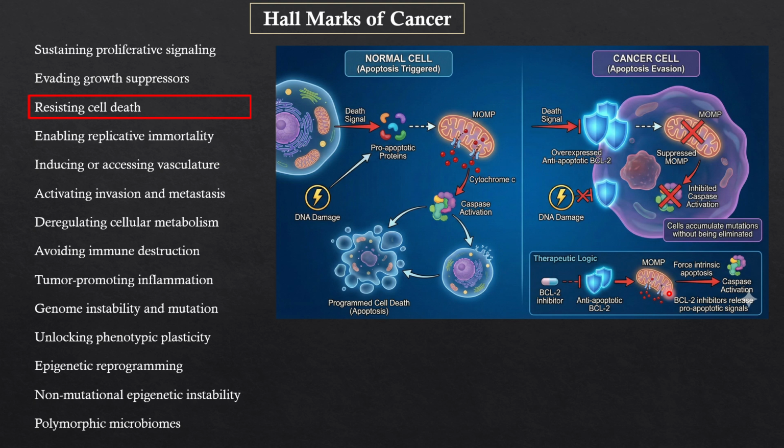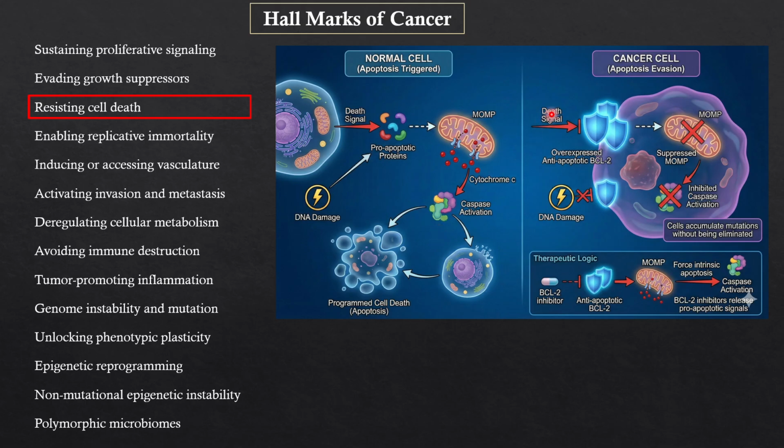The third hallmark is resisting cell death. In normal cells, apoptosis is triggered, which means the normal cells create a death signal, and due to DNA damage there are certain proteins called the pro-apoptotic proteins. These trigger apoptosis via the MOMP of the mitochondria. The MOMP will release certain proteins, such as cytochrome C, which will activate the caspases, and as a result, there will be programmed cell death.